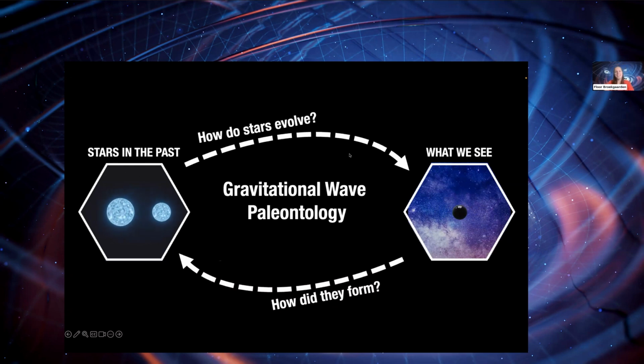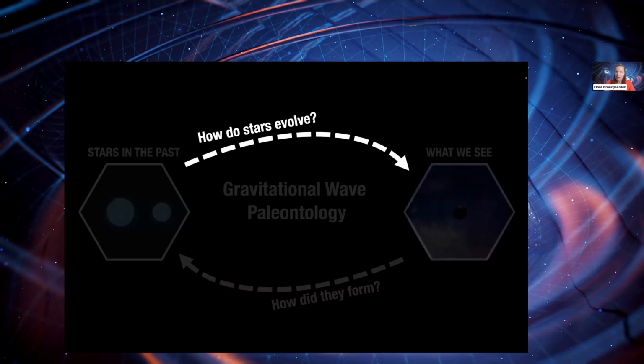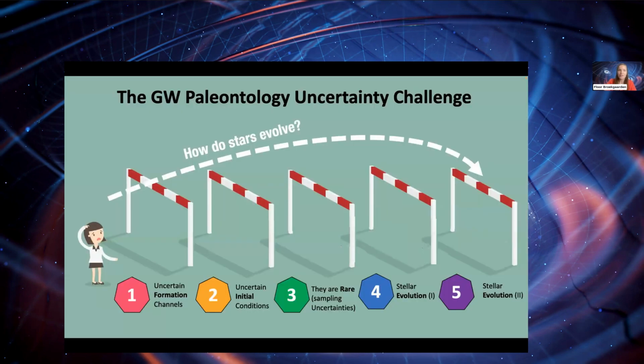Now, if there's one thing I hope you remember from this talk, it is that this part of the diagram, figuring out how these stars evolve and comparing that with observations, is actually not that easy. For the remainder of the talk, I'm going to discuss five key challenges, key barriers that we have to overcome before we can properly model and understand how these stars evolve and what gravitational wave sources they form.